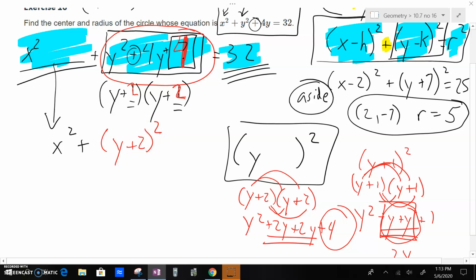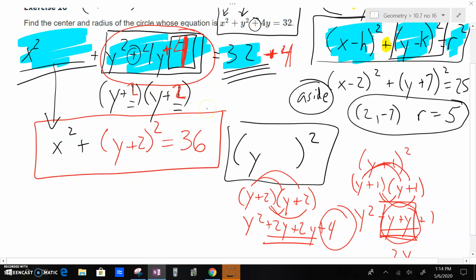The thing is there isn't a 4 there. So I'm going to put it there. And if I put something on the left-hand side of an equal sign, I then need to put that same thing on the right-hand side. So I need to do 32 plus 4. So again, if I'm going to add a 4 right here, I've got to also add a 4 over here. So I added it here. It gave me my perfect square. Over here, 32 plus 4 is 36. And there is my generic structure for a circle.